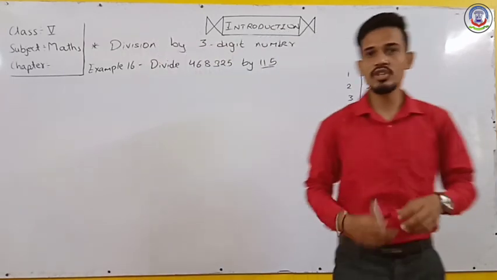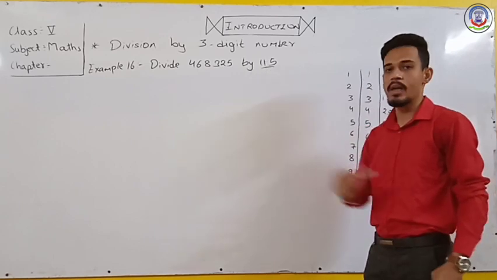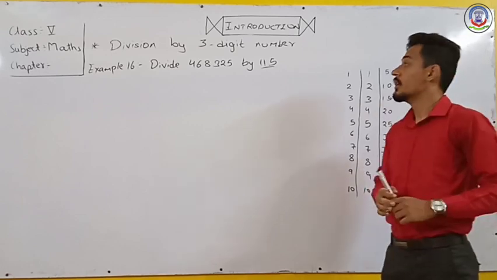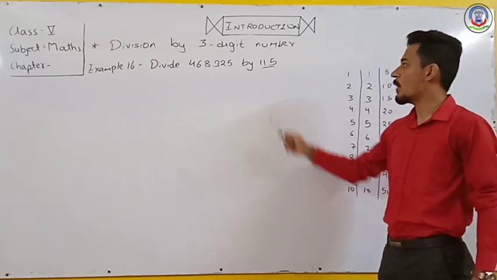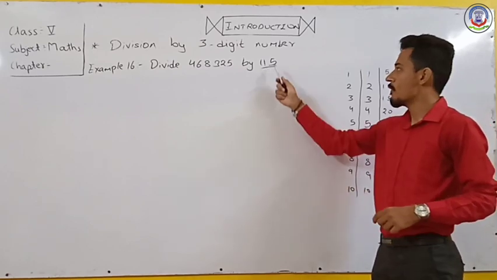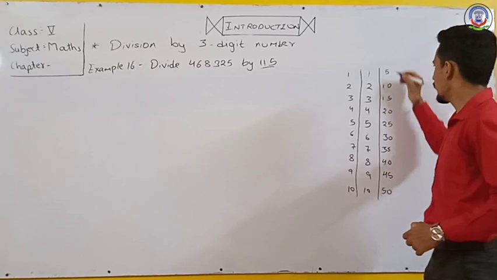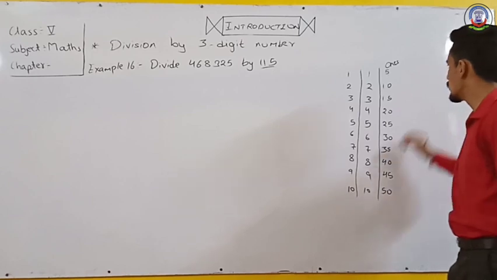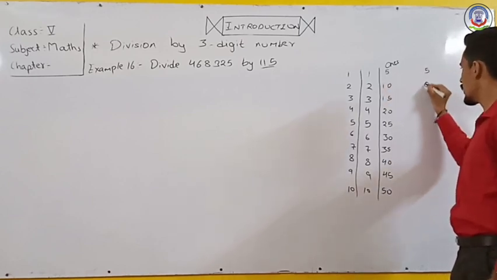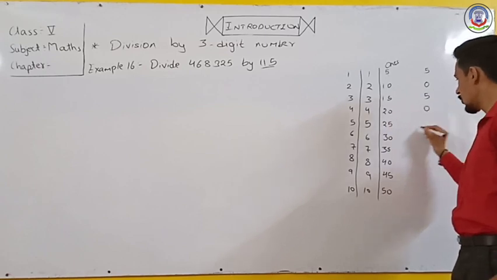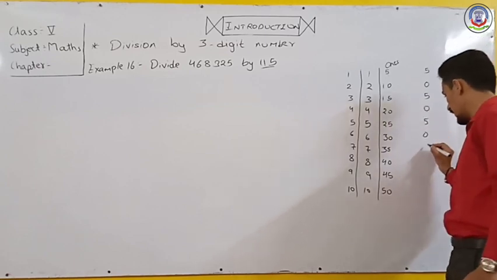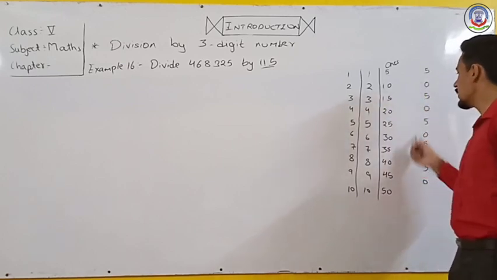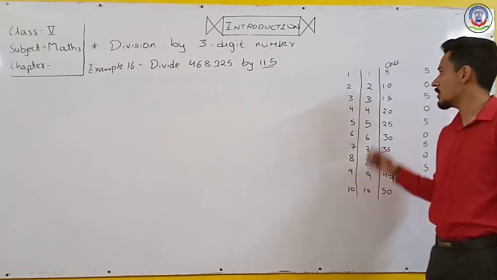So in the 3-digit number, here we have 1, 1 and 5. So we write the table of 1, 1 and 5. Now the ones place of 115 is 5. So we write the table of 5 at the ones place. So here it is 5, 0, 5, 0, 5, 0, 5, 0, 5, 0. So it is in the ones place of the 115 table also.